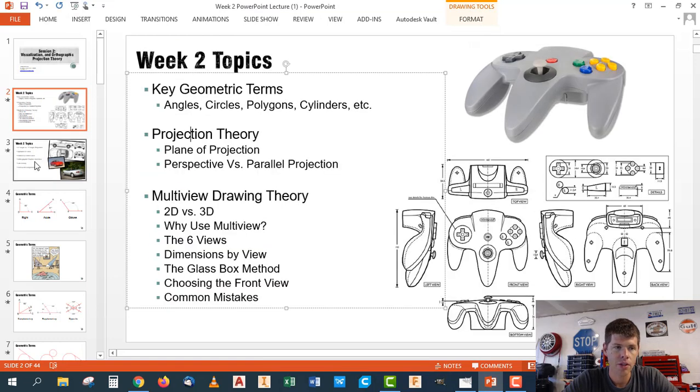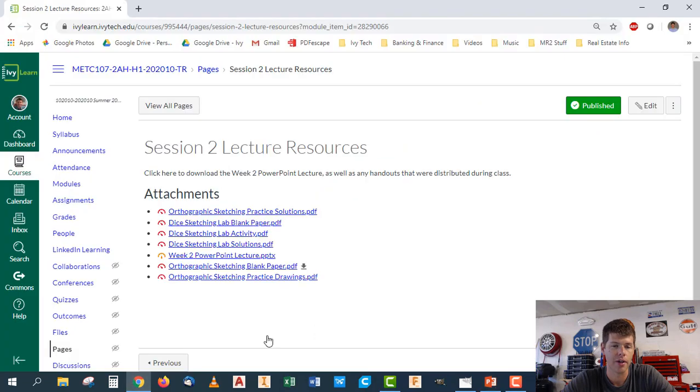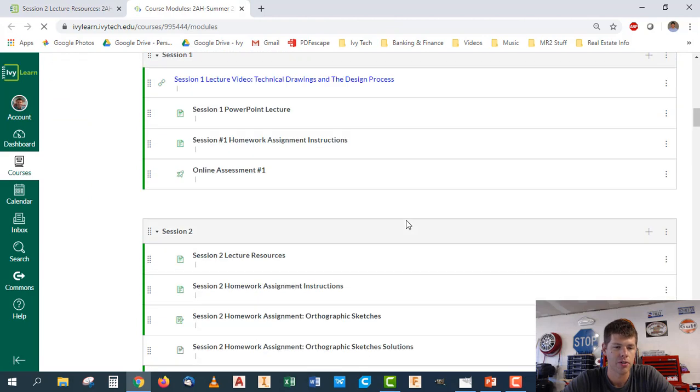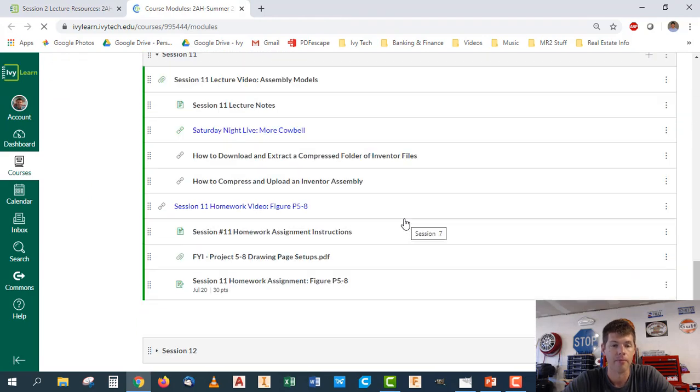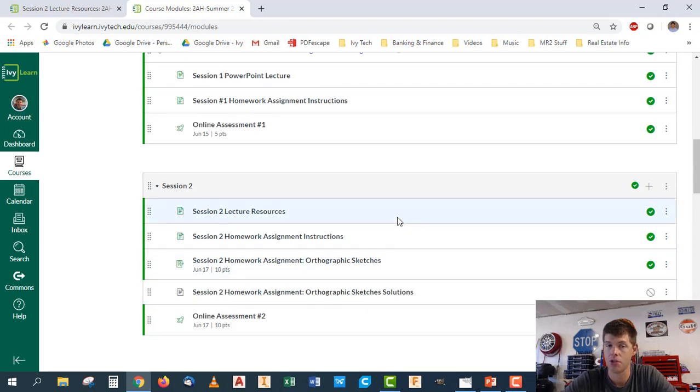So let's talk about some terms here, geometric terms. These are things that you're going to need to know very, very well once we get into actually using our CAD software, probably session 3. If I go back and check really quick here, I think in session 3 we start to actually get into Inventor software. Yeah, so really this is our last lecture of talking about traditional technical drawing techniques. Next time we're actually going to look at using the Autodesk Inventor software.